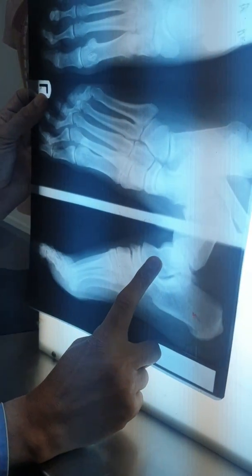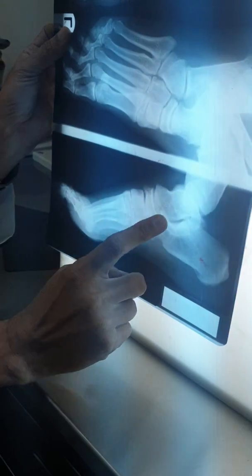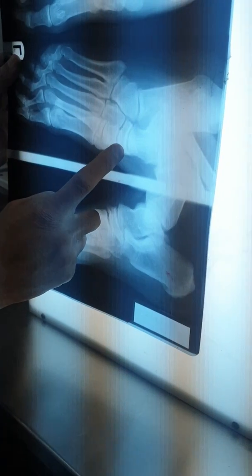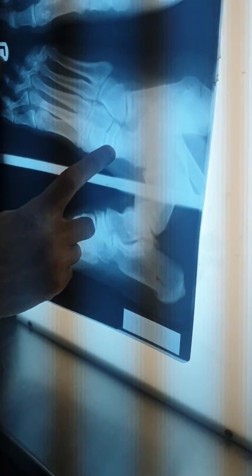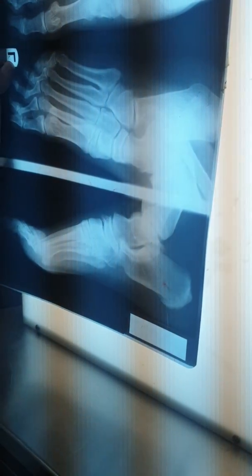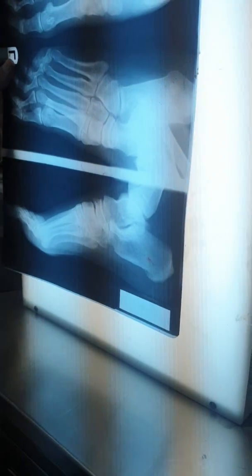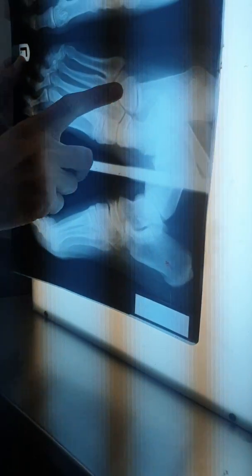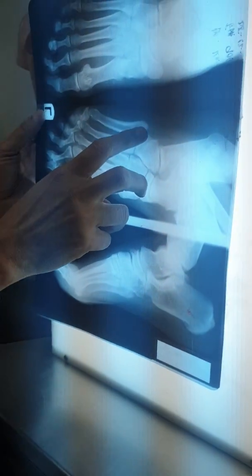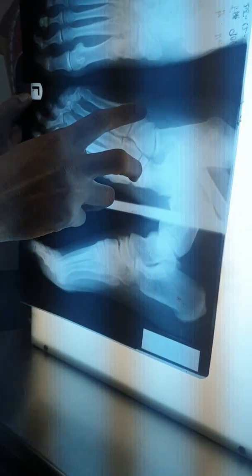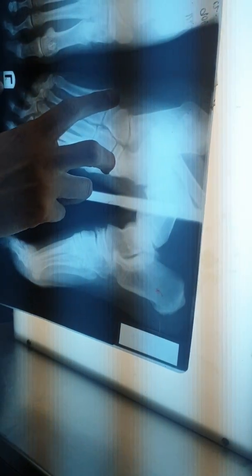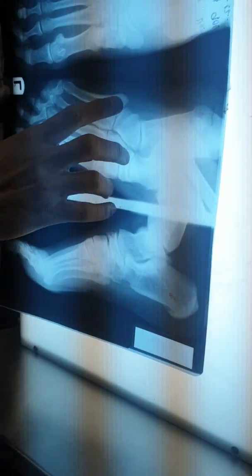Talus. Then on the lateral side, cuboid, the navicular and the three cuneiforms. How many bones? Talus, calcaneum, navicular, three cuneiforms, and cuboid. This is the lateral side. This is the tuberosity of the fifth metatarsal. Peroneus tertius is inserted here. This is the tuberosity of the fifth metatarsal.